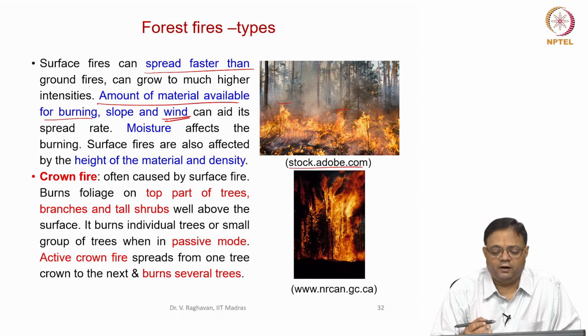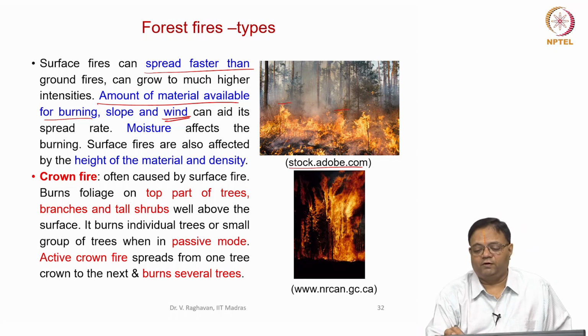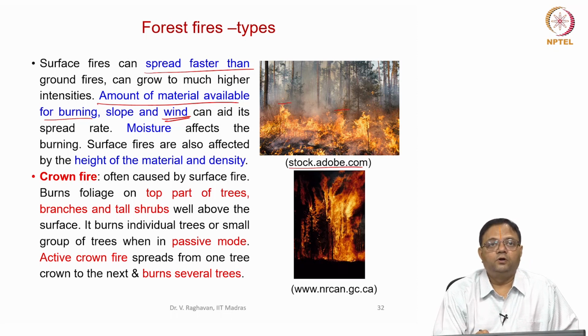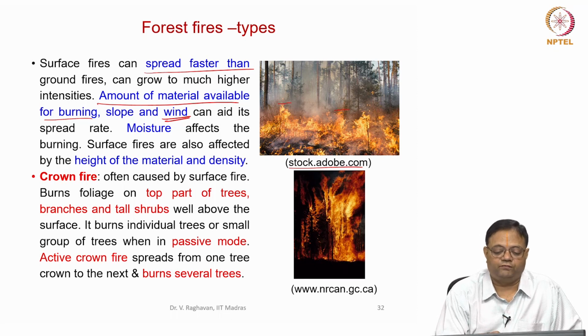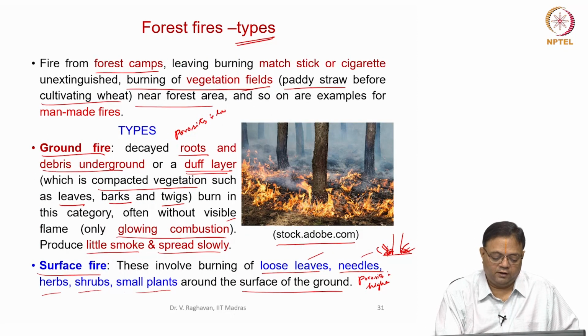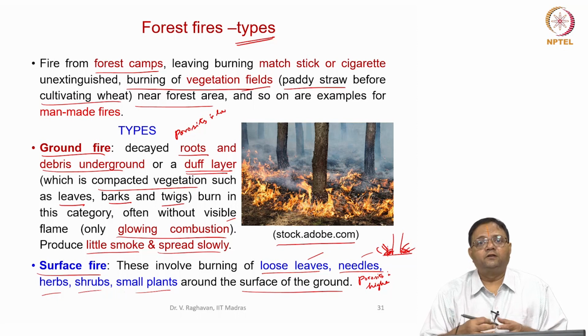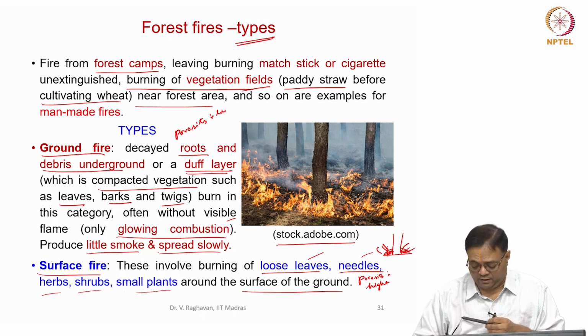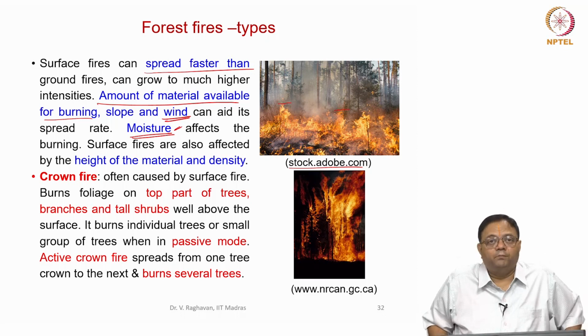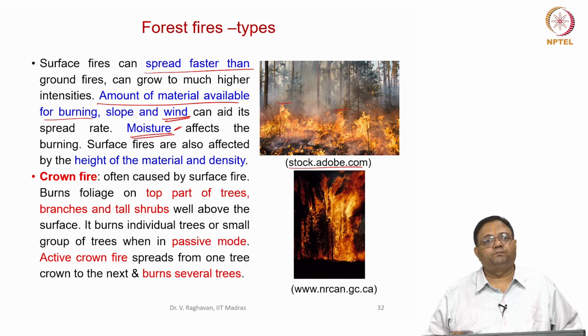So material availability, that is how much stock is available for burning, then the slope of the ground, then the wind direction and the magnitude of the wind velocity will also affect the spread rate. Obviously, when there is some rain etc., moisture, as I told you, the loose leaves, needles, herbs, shrubs, small plants etc., if they are dry, they will burn at a faster rate. If there is some rain and the moisture content is higher, then you can see that the burning rate will be affected and the spread rate also will be affected.